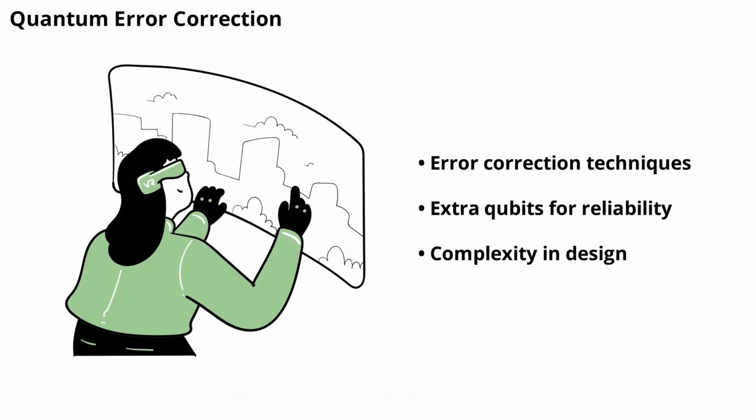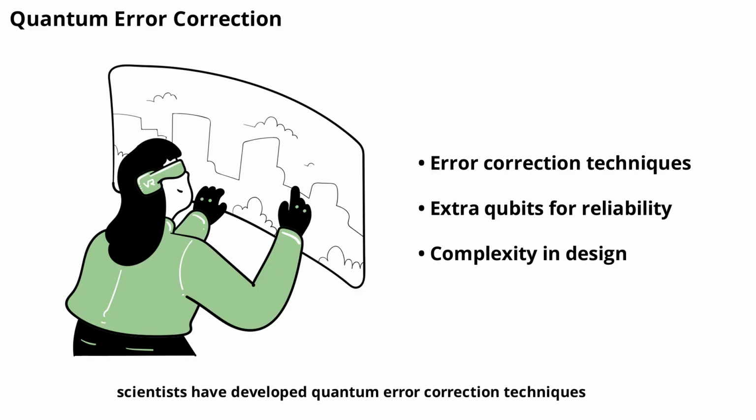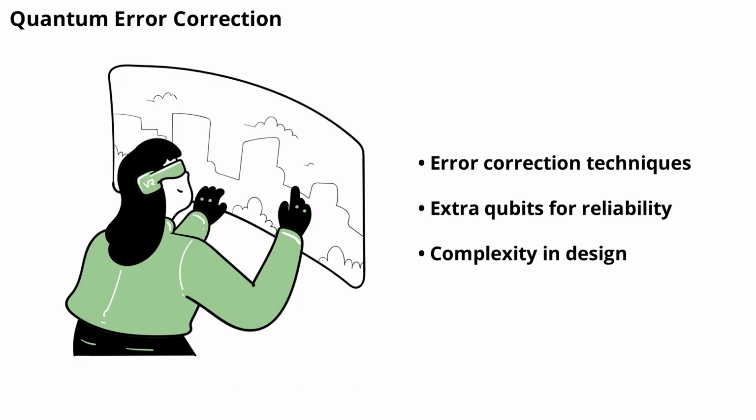To combat decoherence and other errors, scientists have developed quantum error correction techniques. These methods use extra qubits to detect and correct mistakes without destroying the quantum information. Error correction is essential for building reliable, large-scale quantum computers, but it also adds complexity to their design.